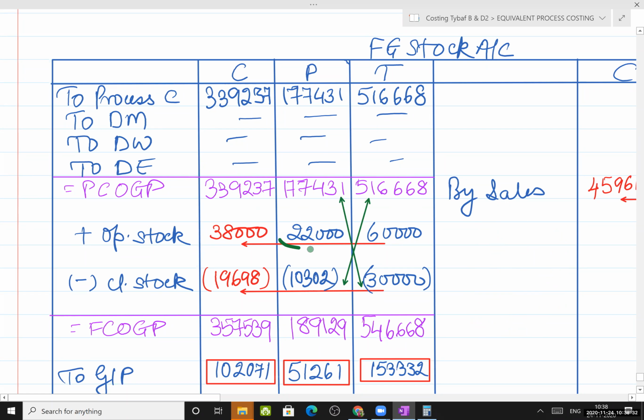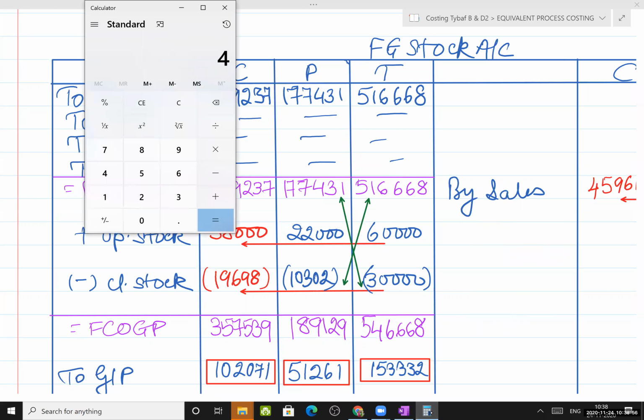Now, if there is a profit element in opening stock, then closing stock will also have a profit element. Sorry, I said cost price. If opening stock has a profit element, then closing stock will also have a profit element. Okay, and how will you calculate it? On the basis of prime cost of goods produced. So you'll have to cross multiply. You will get the answer.